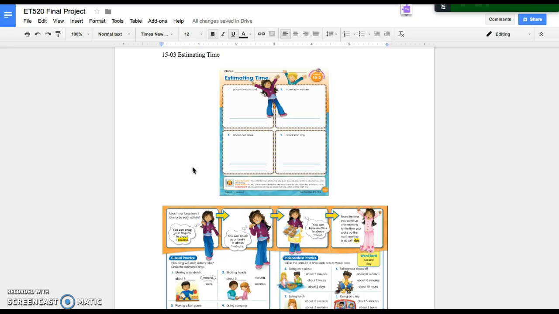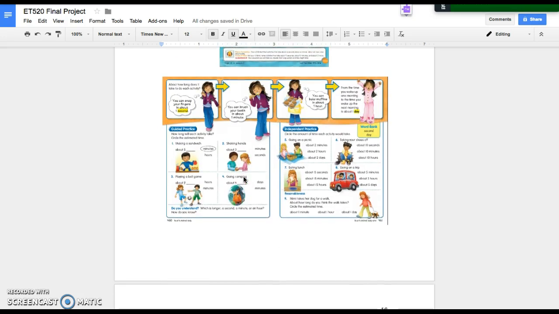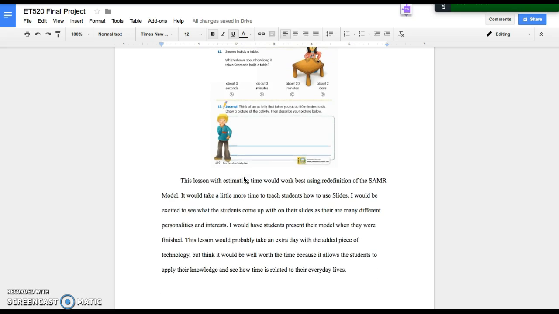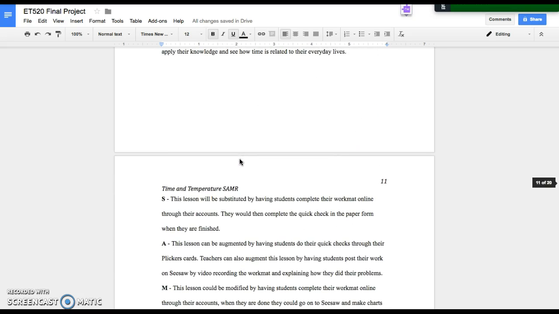Day 3, students are to estimate time about something that takes 1 second, 1 minute, 1 hour, and 1 whole day. So this is a really cool lesson actually, where students can tell about how long each thing takes. So a way to substitute this lesson, I can have them log on to their online accounts just like I did earlier. I can also have them print it off online. I can have them do the quick check online, or I can have them print it off on paper. So the students get to go onto their accounts and do this.